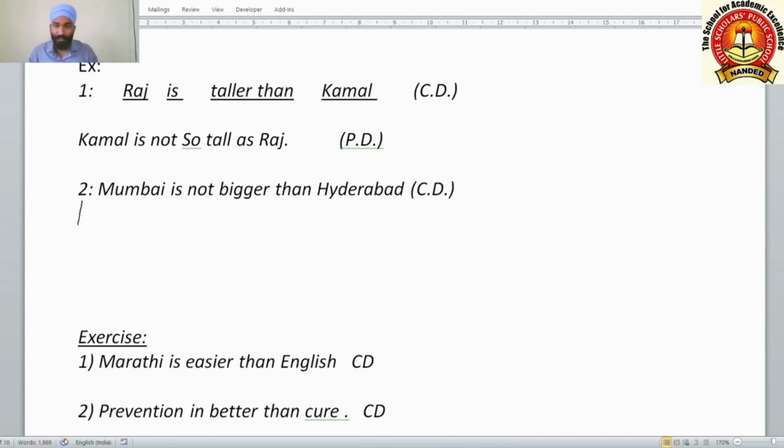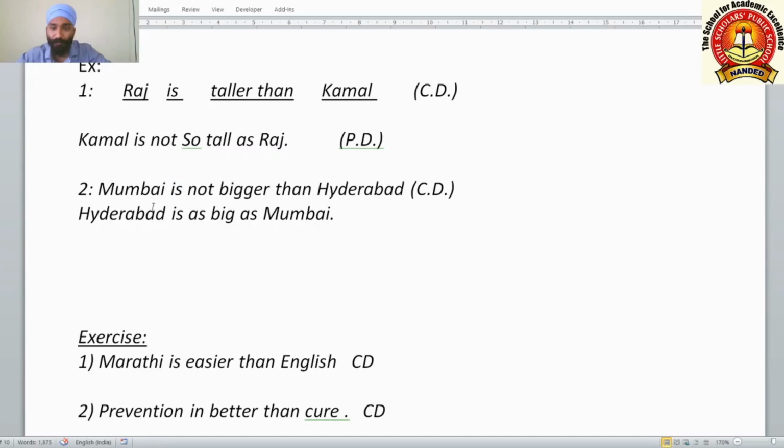Now upside sentence, this is how will be its affirmative degree, sorry, positive degree. Hyderabad is as big as Mumbai. Hyderabad is as big as Mumbai. Mumbai is not bigger than Hyderabad. You can see here is means the tense we are not changing here. Other changes we are not doing any other changes.